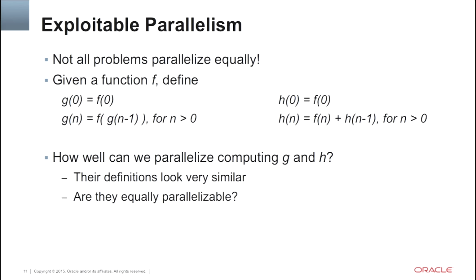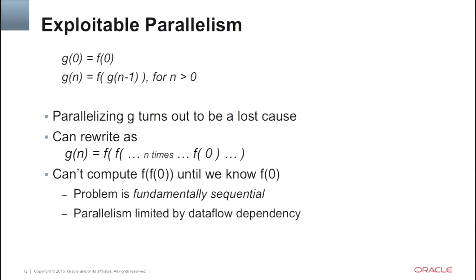And then I have this other function, whose definition, if you step back into the hallway, would almost look the same, right? It's structurally very similar. h of 0 is just f of 0, and h of n is, well, take h of n minus 1 and add f of n to that. And what I'm trying to illustrate here, and some of you probably already see it, is that even though the definitions look the same, they're completely different in terms of how they can be parallelized. So let's take the first one, all right? Basically, parallelizing this is a total lost cause, because this is a fundamentally iterative problem. And if I rewrite it as something iterative, I'm basically saying that g of n is f of f of f of f of f, n times applied to 0.